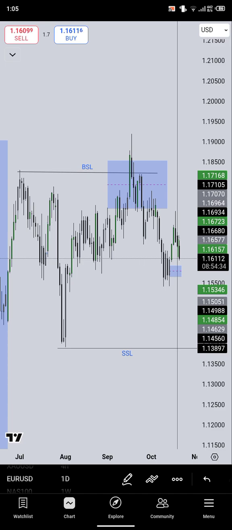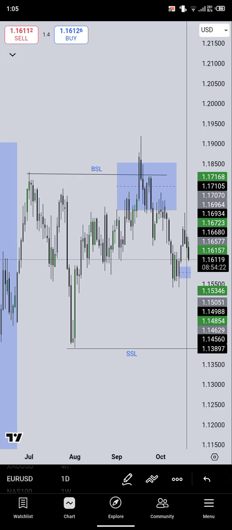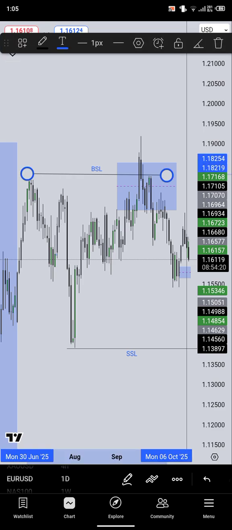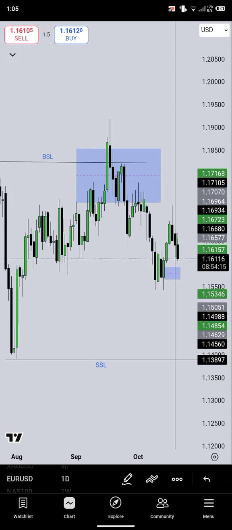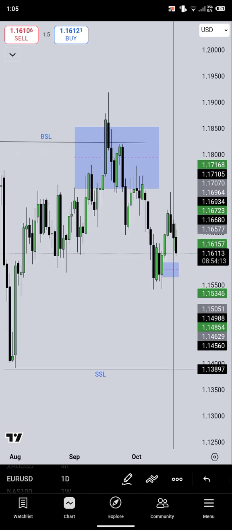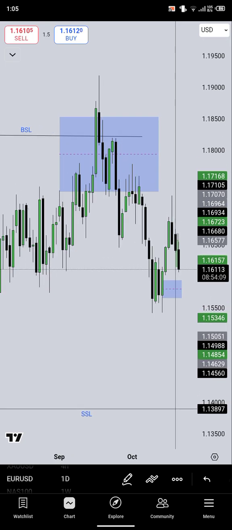That's the ICT 2022 course where he taught on turtle soup. So we can see that as price took out buy side liquidity here, we have a change in state of delivery. We can see the market structure shift here, and then we can also see price respecting the fair value gap and then pushing to the upside.